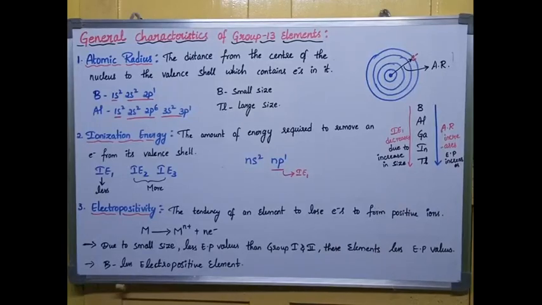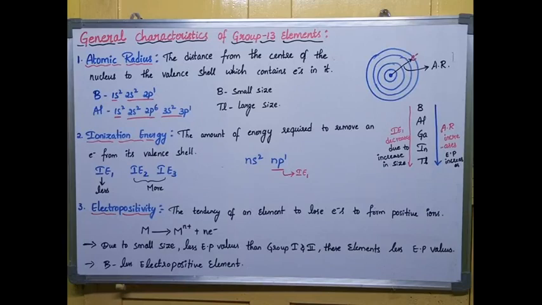Hello students, in today's class, I'll discuss the general characteristics of group 13 elements. Here, general characteristics means we'll discuss atomic radius, ionization energy, electropositivity, oxidation states, the nature of their compounds, and density. Melting and boiling points also.